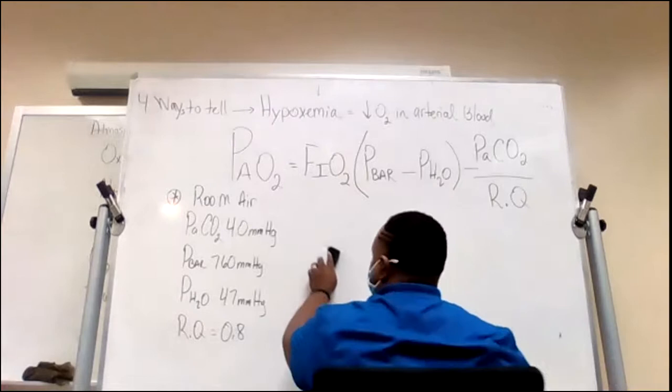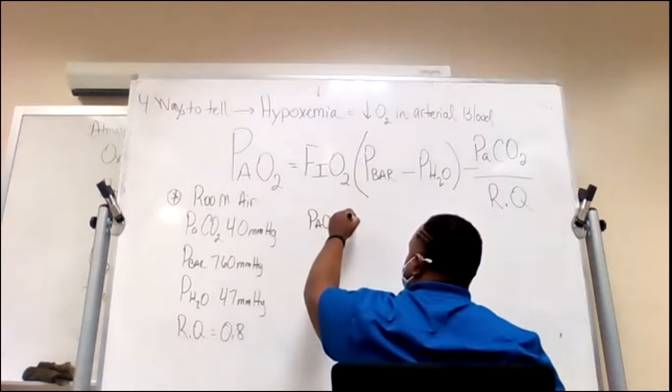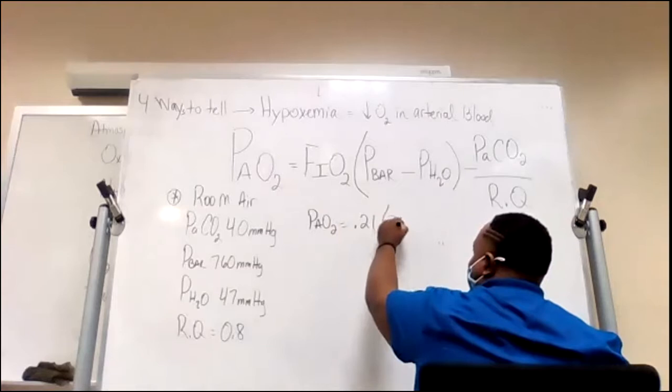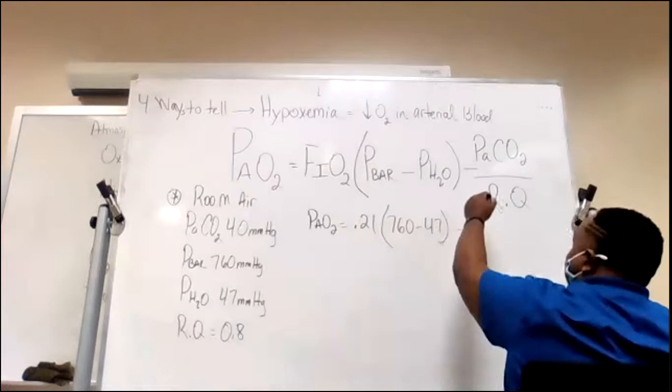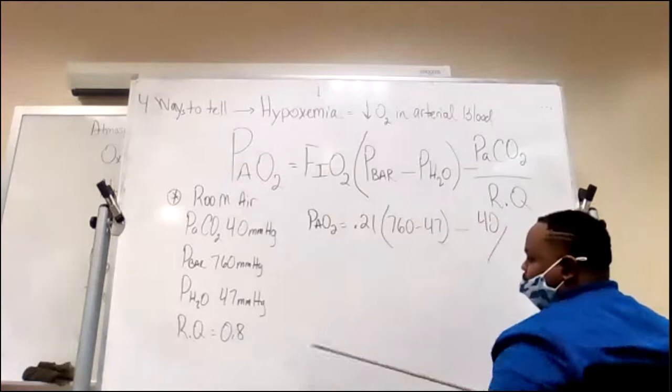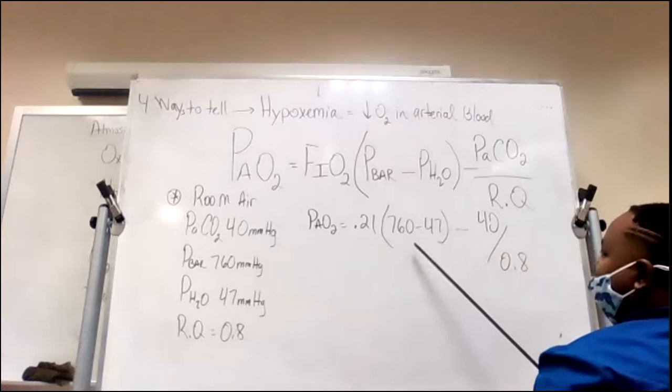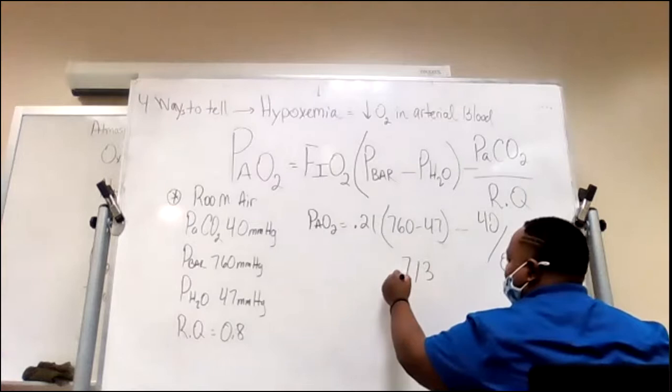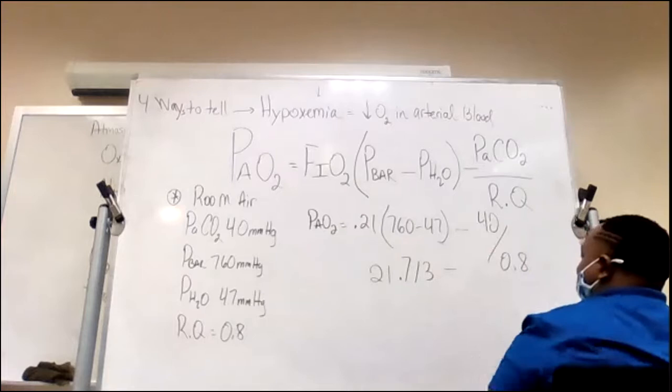You do PAO2 equals 0.21, because they're on room air, times 760 minus 47, minus CO2, which is 40, divided by respiratory quotient 0.8. We have to do what's in parentheses first. 760 minus 47 is 713, times 0.21, minus 40 divided by 0.8. What is 40 divided by 0.8? 50.